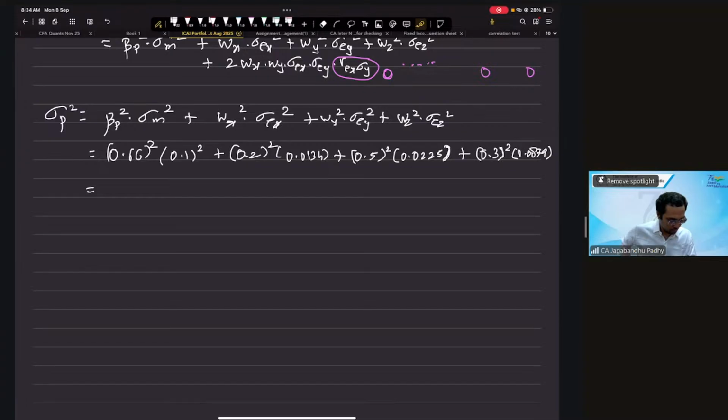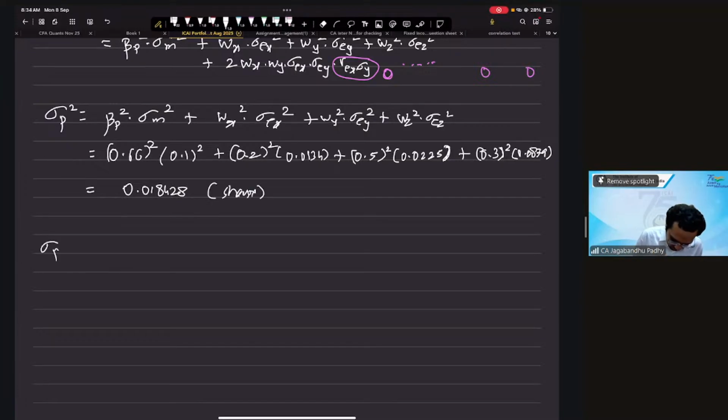0.01848. Okay. That's the total risk or variance of the portfolio as per the Sharpe single index model.